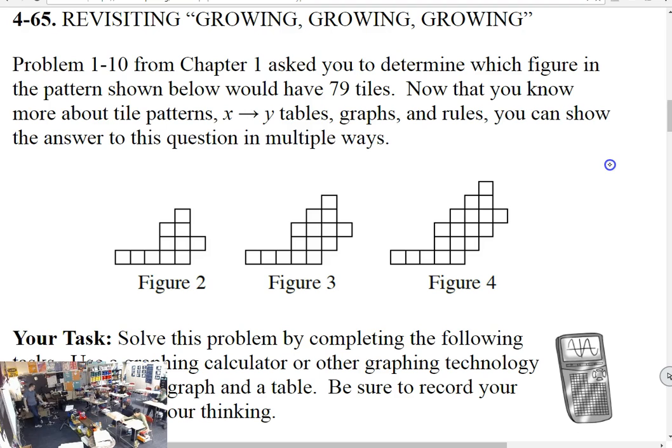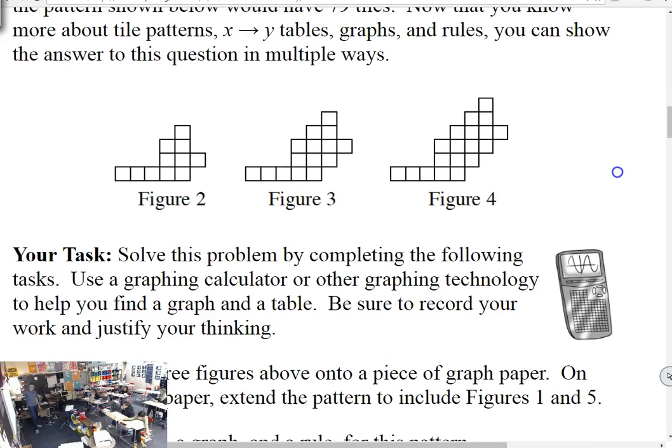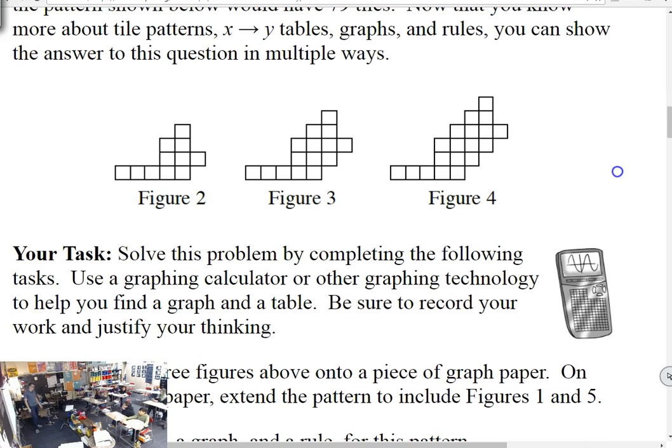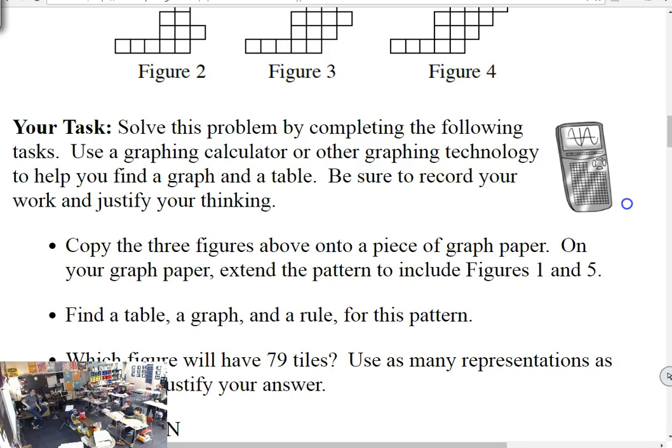Alright, so now when given the pattern, check this out with me. 4x plus 3. We're going to look at these figures and decide a table, a graph, and a rule for the pattern that we see. If somebody wanted to describe it to you, they wouldn't be able to quite yet because you only have figures 2, 3, and 4. That's one of the issues with just drawing the pattern. We might need to work our way back.